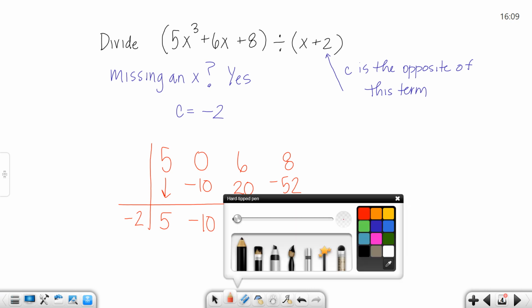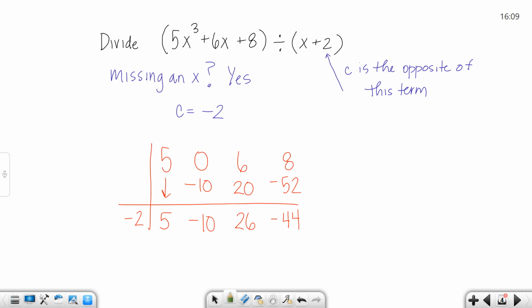Now, if you'll notice in the beginning problem, my function had an x to the third. That means my answer is going to be x to the second. So this would be 5x to the second minus 10x plus 26 with no x's, and the number on the back is the remainder. And that's how it would look.